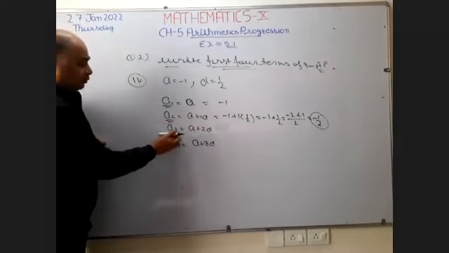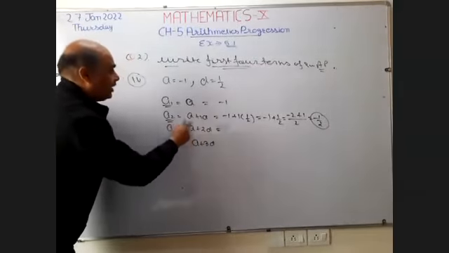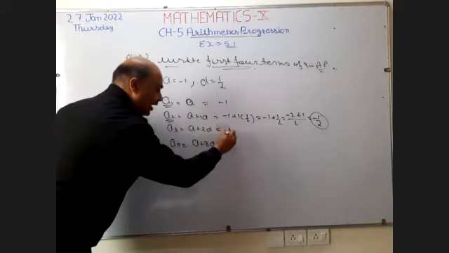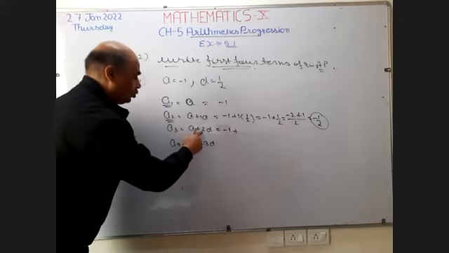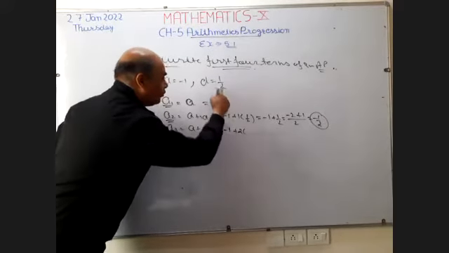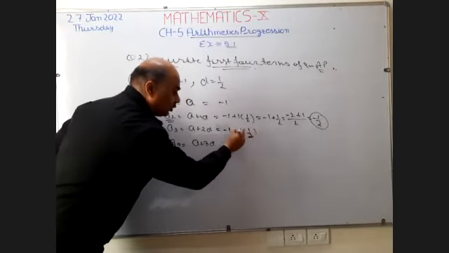Now I want to find the value of the third term. What is the value of A? A is given as -1. Right here, -1 plus 2 into D. What is the value of D? 1/2. Now this 2 is going to cancel with 2.